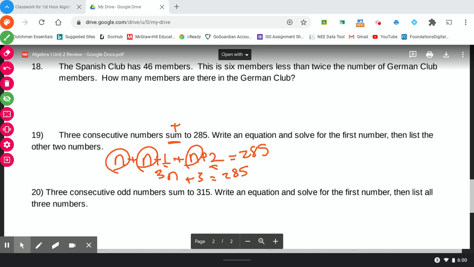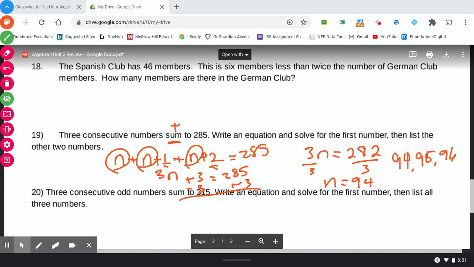All right? So let's get rid of this 3, subtract 3 from both sides. And now we have 3n equals 282. Right? And then we divide both sides by 3. And n is going to equal 94. So if n is 94, the 3 numbers are going to be 94, 95, and 96.